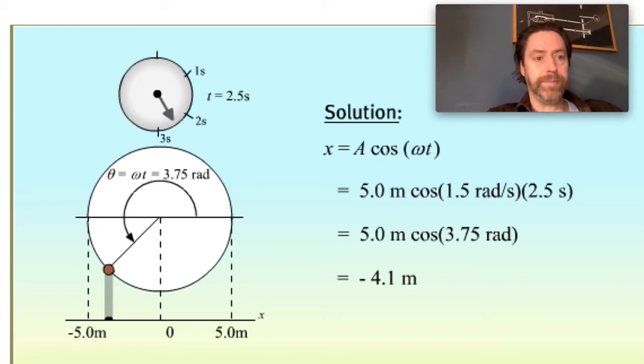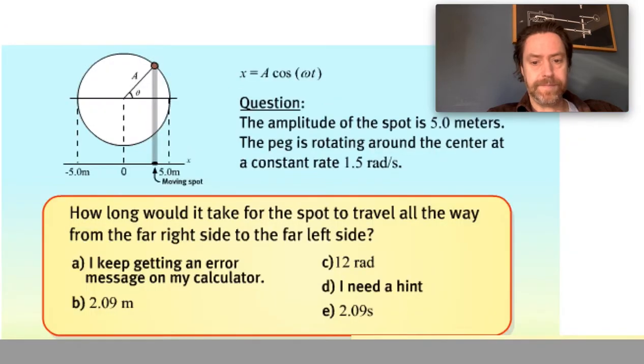Let's try another one. Right, the amplitude of the spot is 5 meters still. The peg is rotating at 1.5 radians per second. How long would it take the spot to travel all the way from the far right-hand side here to the far left-hand side over here?